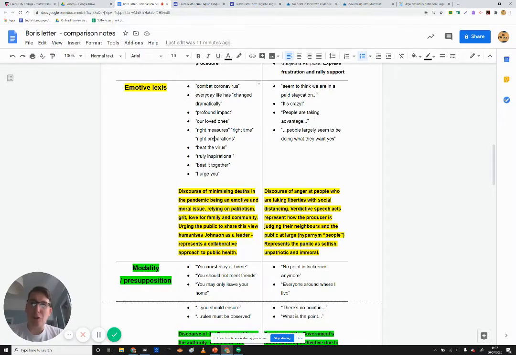You've got some really short declaratives like "it's crazy." Really an emotive, emphatic sentence to use. Even just using the word crazy suggests that they're sick to the back teeth of people's responses to it. Crazy is dysphemistic. It's meant to sound negative. It's meant to sound that people have lost their minds.